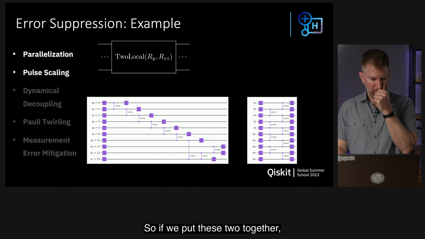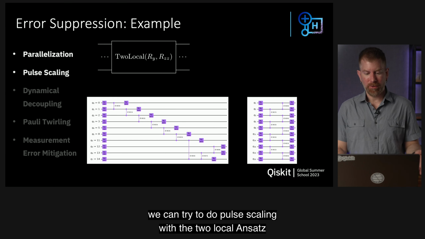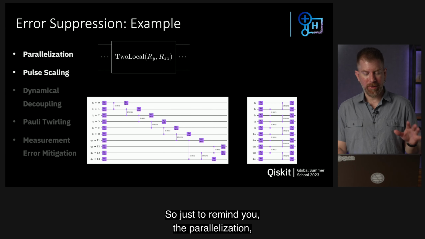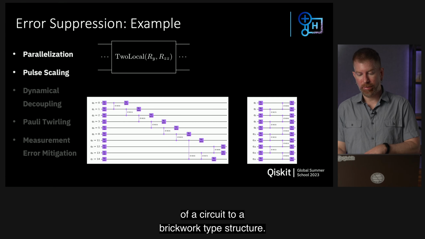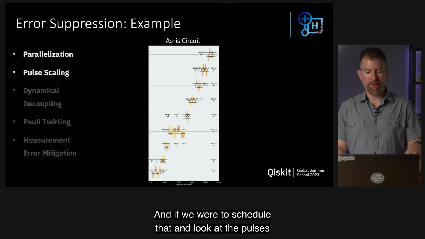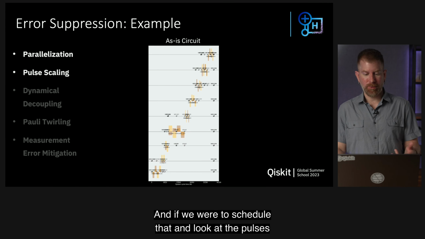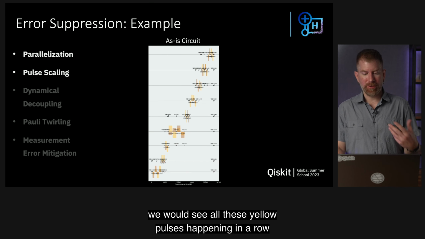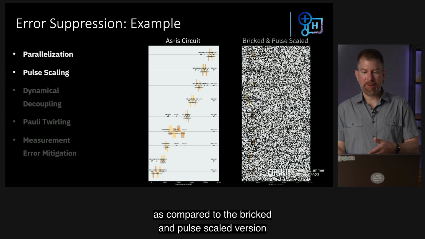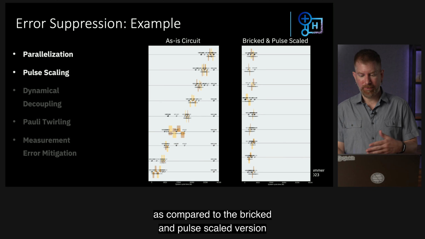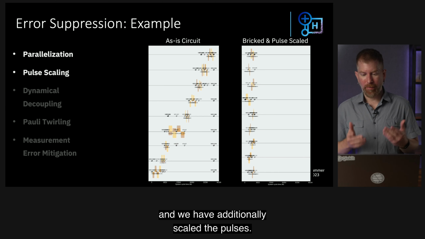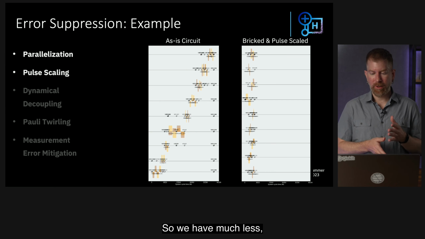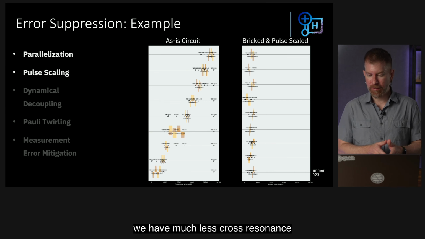So if we put these two together, we can try to do pulse scaling with the two local ansatz and see what happens. So just to remind you, the parallelization, what we're going to do is change the staircase structure of a circuit to a brickwork type structure. And if we were to schedule that and look at the pulses and just look at the cross resonance ones, the yellow pulses as mentioned in the previous lesson, we would see all these yellow pulses happening in a row, and things take a long time, as compared to the bricked and pulse scaled version, where we have parallelized everything and we have additionally scaled the pulses, so we have much less cross resonance that we actually need to do.